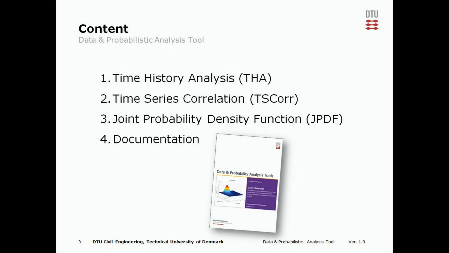To say it in short, the package contains three Matlab scripts. One is dealing with the analysis of a single time history. The second looks at the correlation between two time series. And the third allows calculating and displaying the joint probability between two stochastic variables. All three scripts are documented in a user's manual that also provides additional information on the routines used in the scripts.